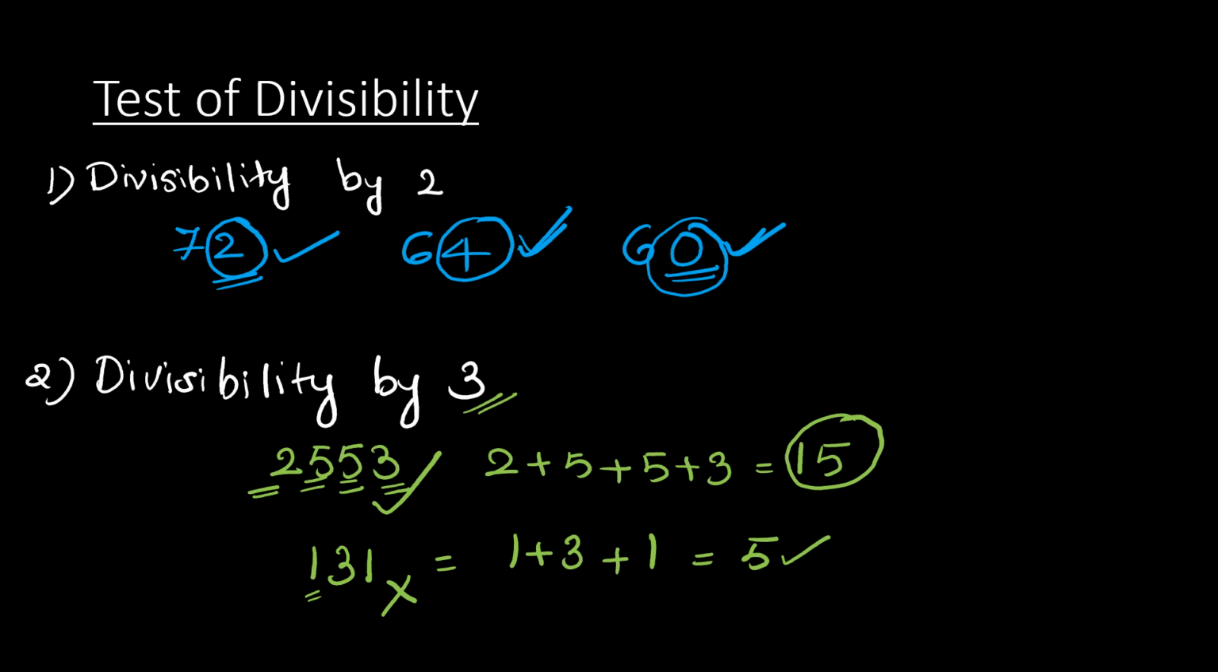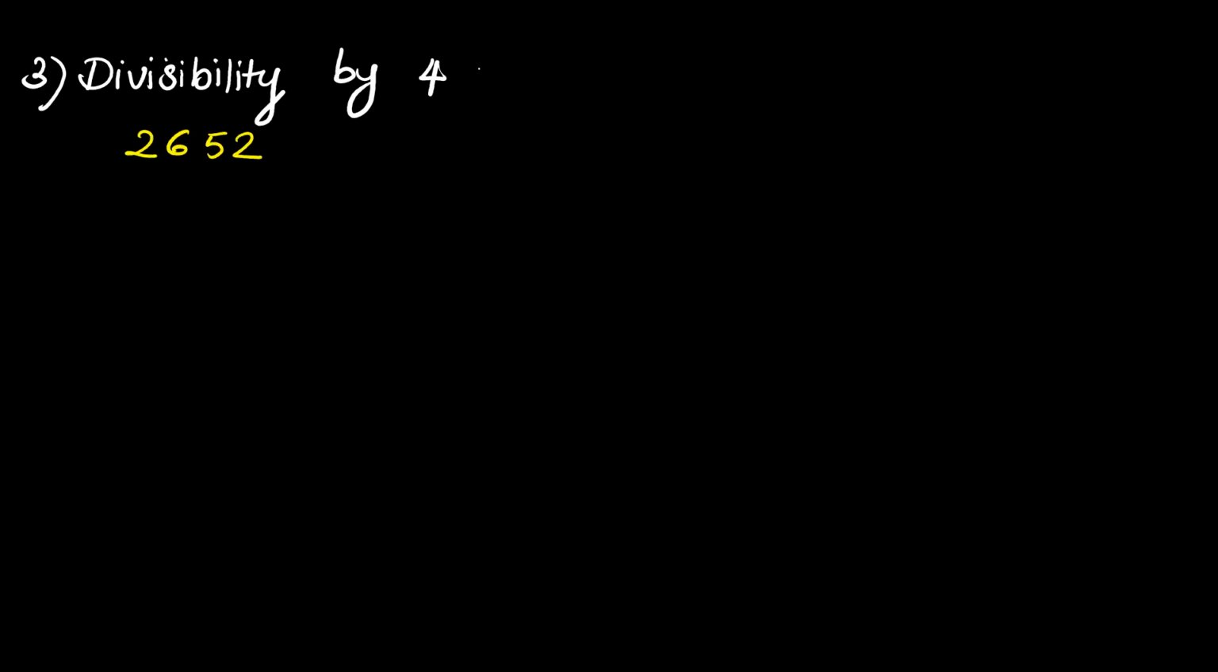Okay, next we will see divisibility by 4. Third one, divisibility by 4. Let's take an example, that is 2652. Here, take the last two digits, which is 52. Is 52 divisible by 4? Yes, we know that 52 is divisible by 4. Therefore, this number 2652 is also divisible by 4.